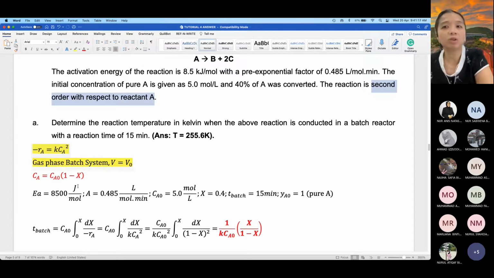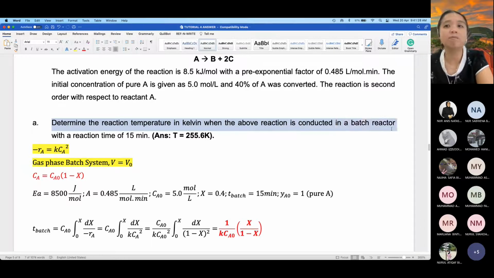Okay, so now we go to the question. It says, determine the reaction temperature in Kelvin when the above reaction is conducted in a batch reactor with a reaction time of 15 minutes. So the question asks us to find the temperature of the reaction.